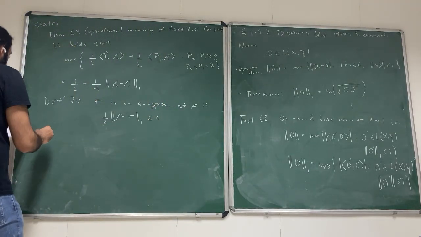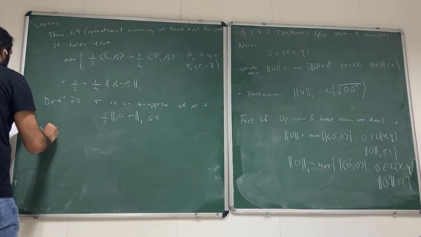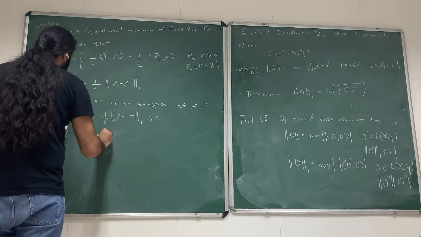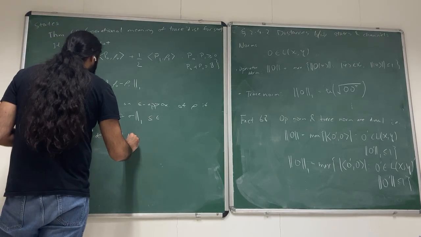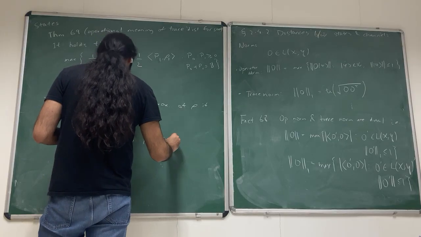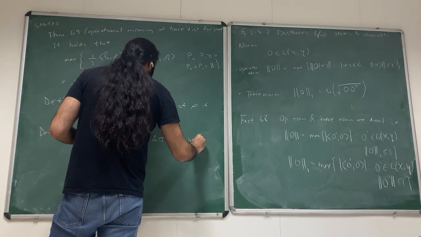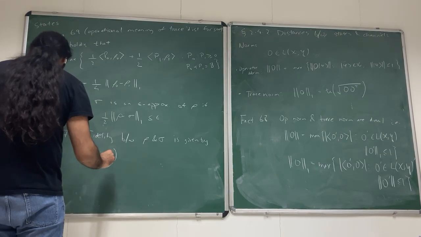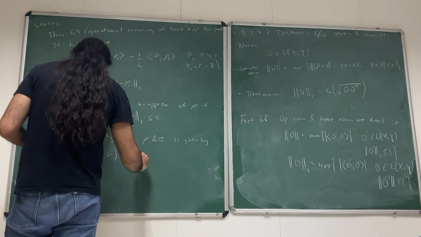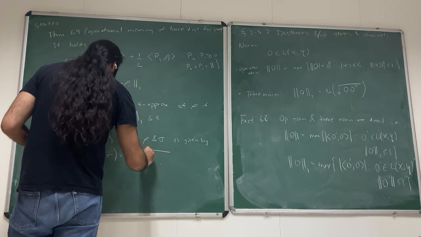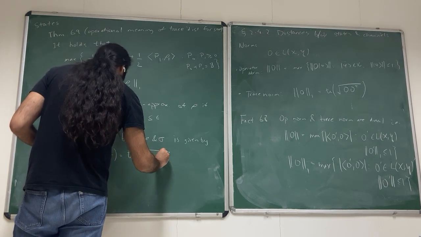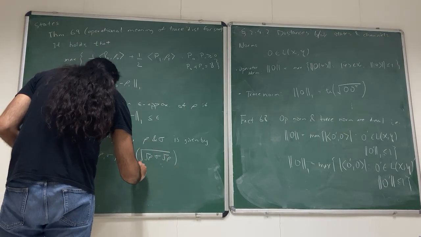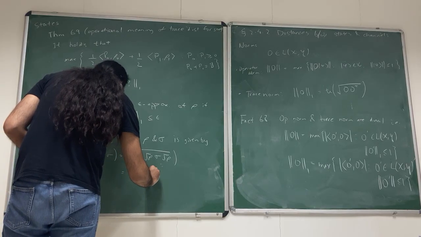Very well. Now we come to fidelity. So fidelity between rho and sigma is given by this expression: F of rho, sigma is the trace of the square root of root rho sigma root rho, which is essentially just the one norm of root rho root sigma.